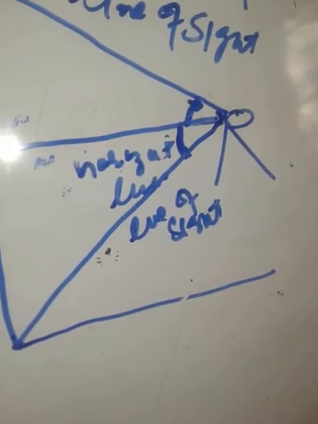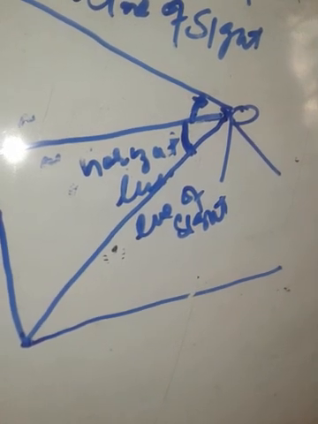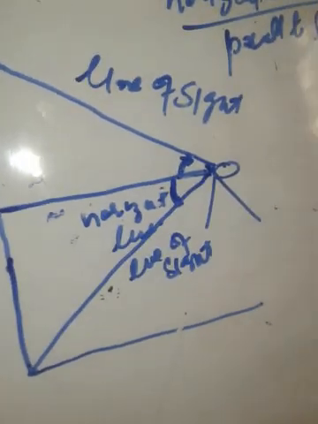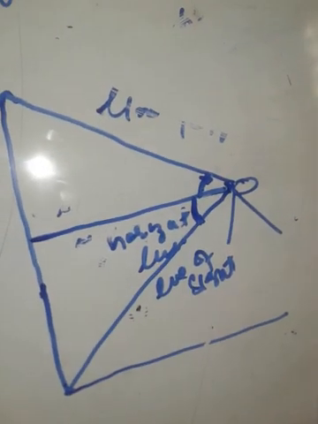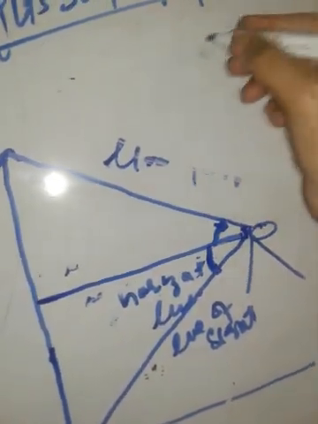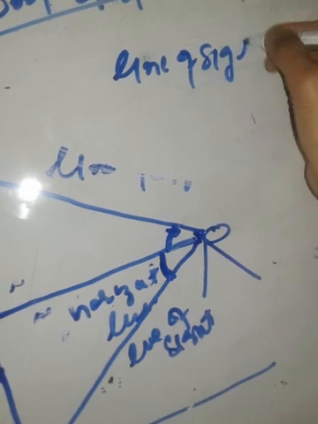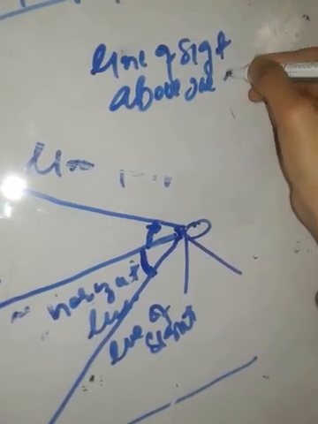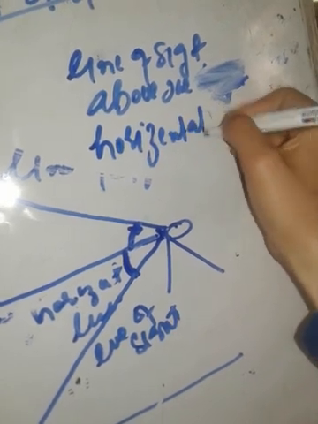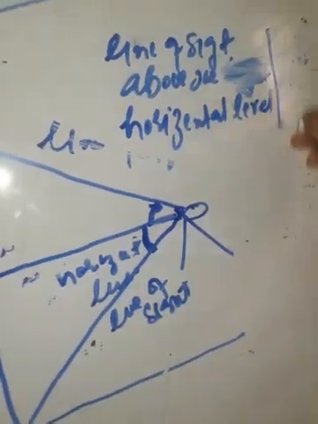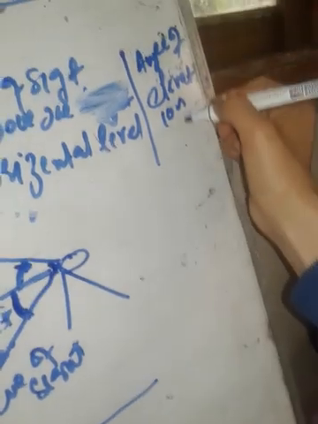Now how can we know whether this is an angle of elevation or an angle of depression? Remember this. Before that, pause the video to note it down. I will write it here. When the line of sight is above the horizontal level, this is the line of sight, this is the horizontal level, the line of sight is above the horizontal level, remember, an angle of elevation will form.